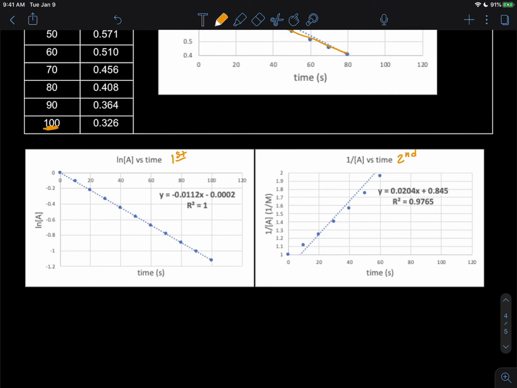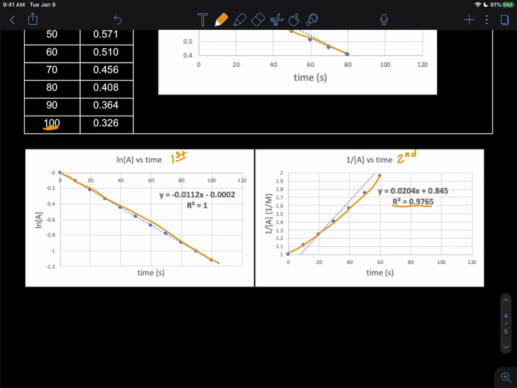We looked at this one, and it looks pretty linear. It fits our data pretty well. Whereas this one, we notice again, we have this weird curvature that doesn't really match our linear best fit line for this graph.